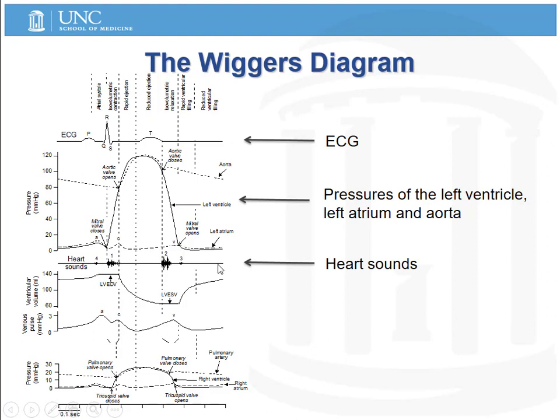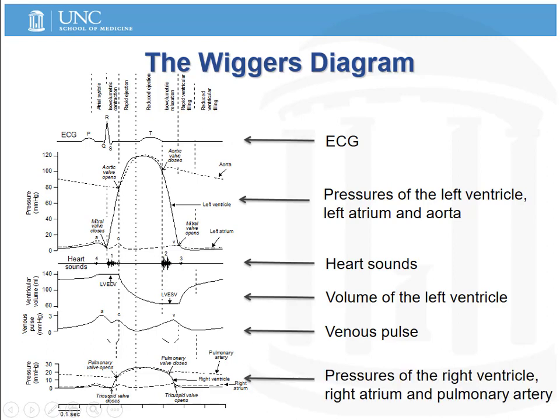Next are the heart sounds and where they correlate to the cardiac cycle. Then the left ventricular volume over time, showing how this volume changes throughout the beat of the heart. Next is the venous pulse, so this is the pressure wave of the large veins. Finally, there are pressures of the right heart, including the right ventricular, pulmonary artery, and right atrial pressure waves.